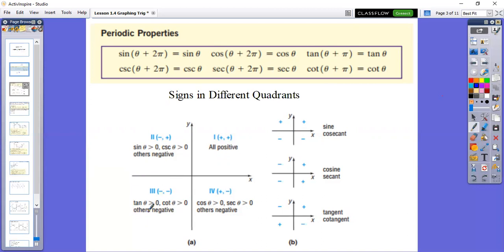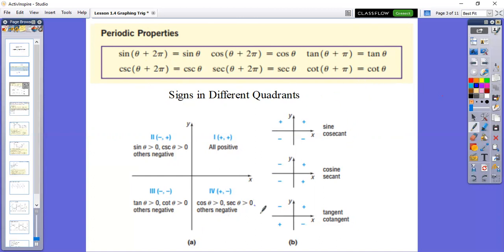In the third quadrant, tangent and cotangent are positive because it's a negative value divided by a negative value. Everything else is negative because both the x and y coordinates are negative. The fourth quadrant, cosine is positive, secant is positive because the x coordinate is positive. Everything else is negative. This is negative because the y coordinate is negative, and these are negative because it's a quotient of a negative and a positive number.